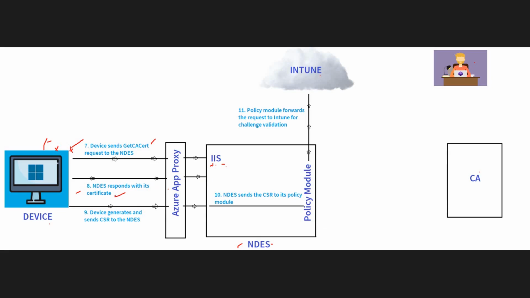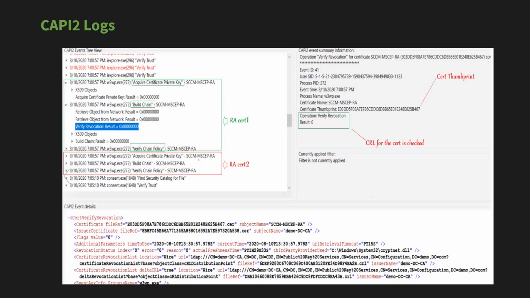The NDES server responds with the two RA certificates. So the device needs those two RA certificates over here. That is why the device is doing the get CA cert. But before the NDES server sends those two certificates, the NDES server is going to validate those two RA certificates. It's going to make sure that those RA certificates are actually valid and not expired, which is what we are seeing over here in the CAPI logs.